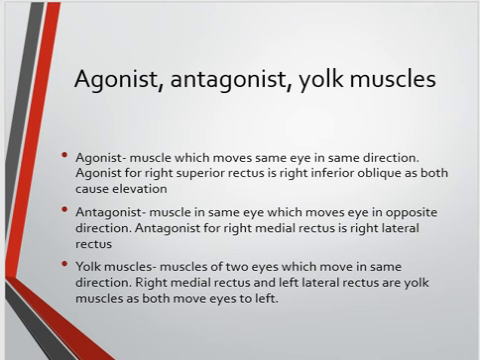Similarly, antagonists are the muscles in the same eye which move the eye in opposite directions. The best example is right medial rectus and right lateral rectus. The action of the medial rectus is to move the eye inwards, whereas the action of the lateral rectus is to move the eye outwards.